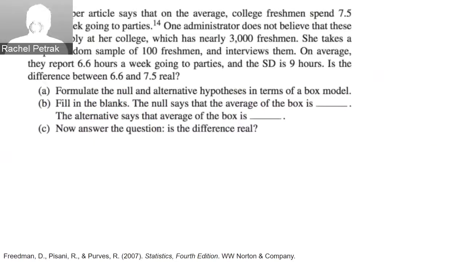A newspaper article says that on average, college freshmen spend 7.5 hours a week going to parties. One administrator does not believe that these figures apply at her college, which has nearly 3,000 freshmen. She takes a simple random sample of 100 freshmen and interviews them. On average, they report 6.6 hours a week going to parties, and the SD is 9 hours. Is the difference between 6.6 and 7.5 real? I mean, these are both a lot of hours to spend going to parties. Imagine having that kind of time to just waste, right?